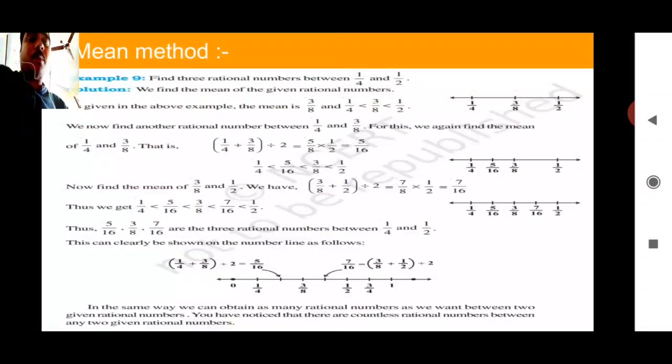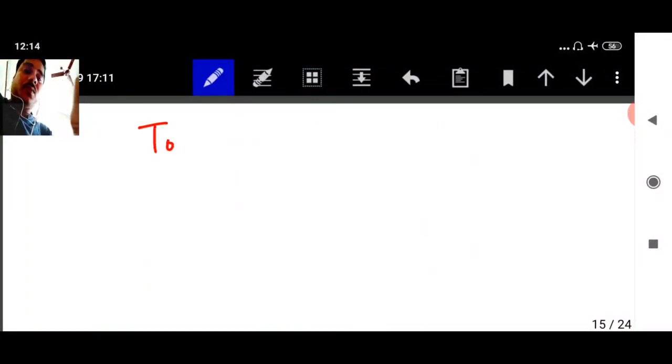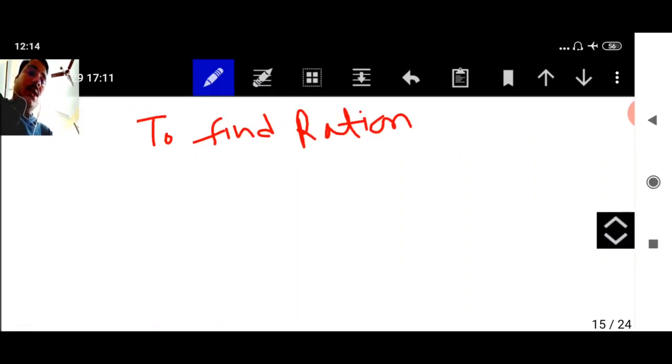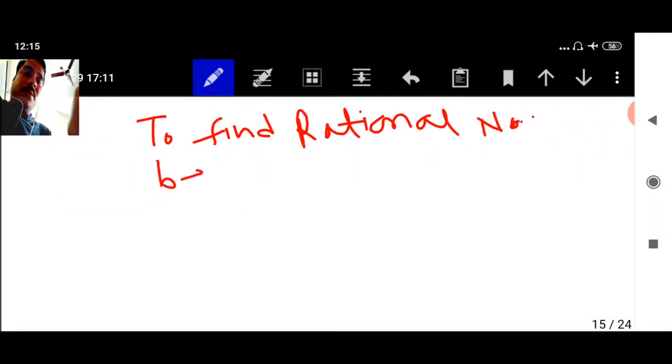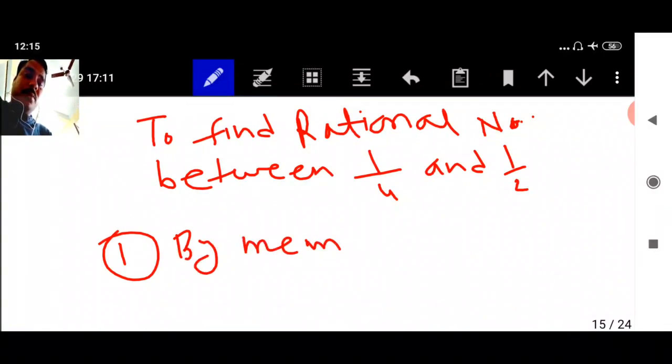So here is one example. Find three rational numbers between 1 by 4 and 1 by 2. We will try it by the mean method or formula method. Here, to find a rational number between 1 by 4 and 1 by 2, first method, the mean method.